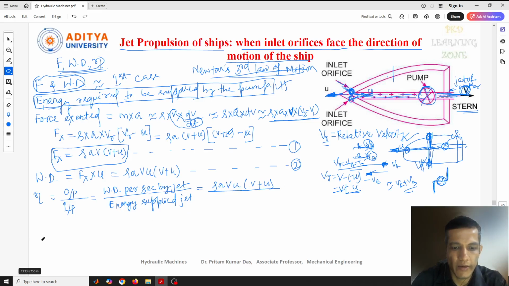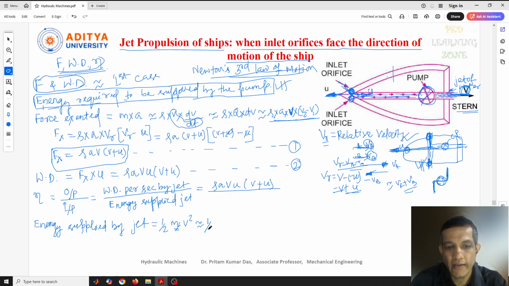And what about the energy supplied? The energy supplied by the jet we need to identify. Let's find out the energy supplied. The energy supplied by the jet we can write as half m v square. Here m is the mass flow rate we need to consider, the mass of water supplied per second. So this can be written as half m dot into v.